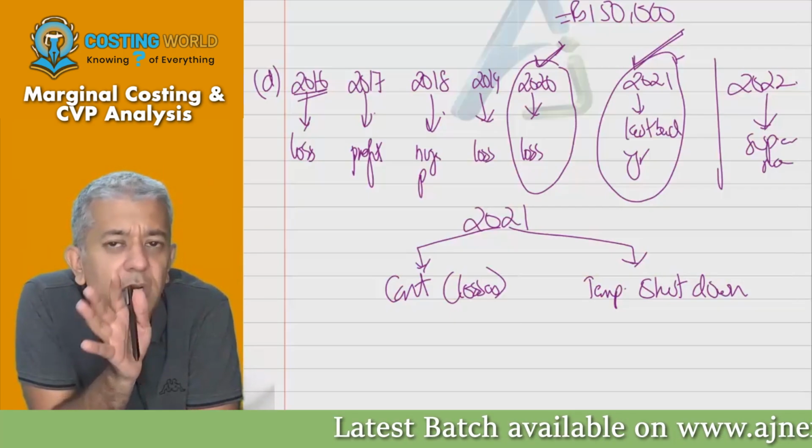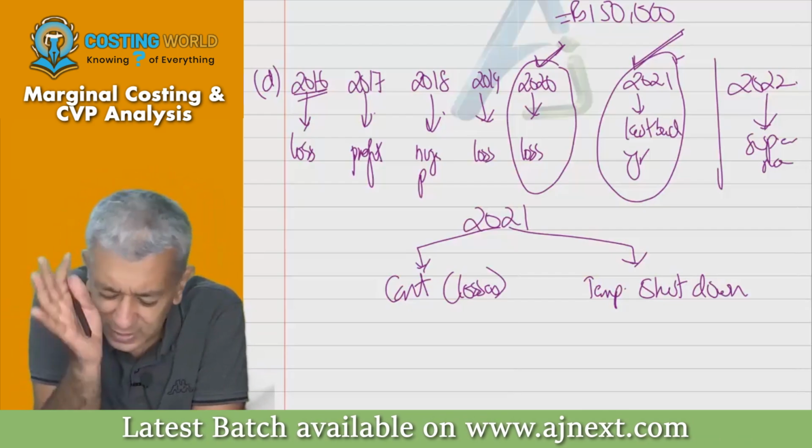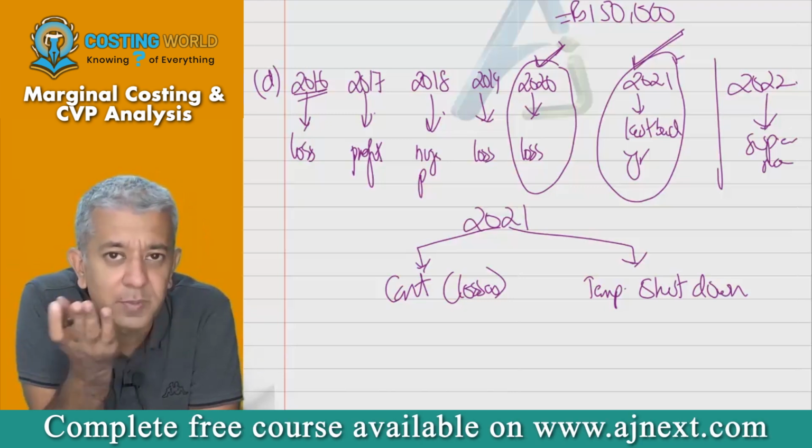Temporary shutdown. We are not thinking of shutting down the business forever. Just for a temporary period, we are thinking, let's close down for 1 year. We will start again next year when things become okay. Reliance petrol pumps has done this.